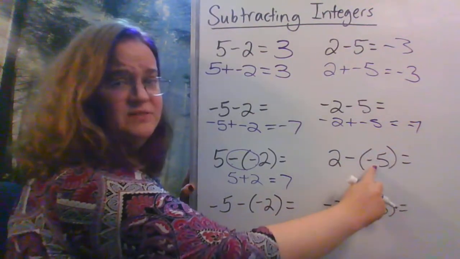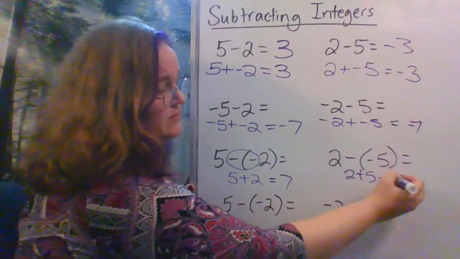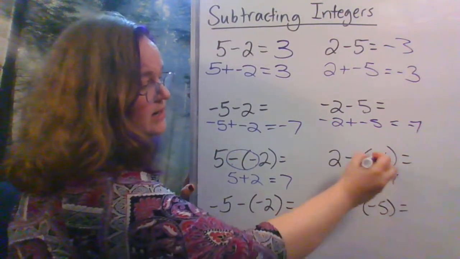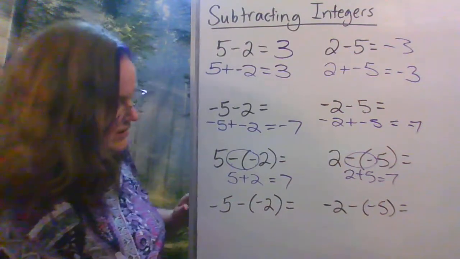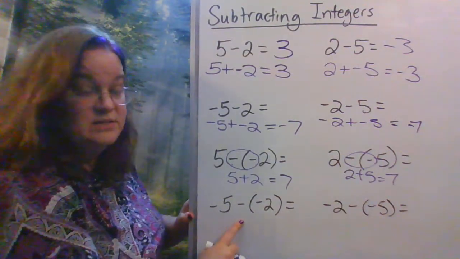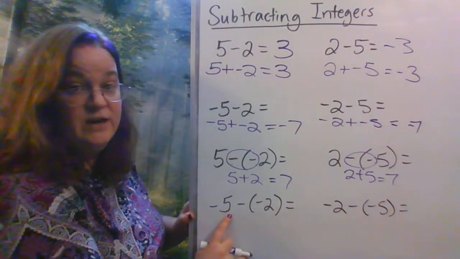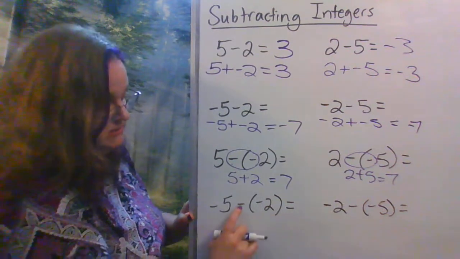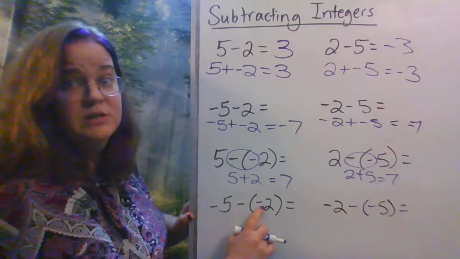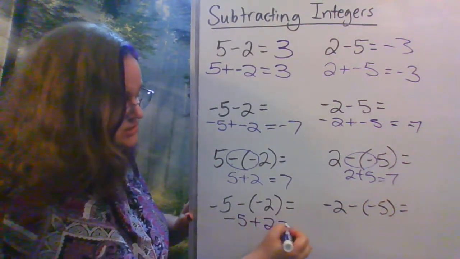The opposite of negative 5 is positive 5. So it's just 2 plus 5, which is 7. Again, this minus a negative, the opposite of a negative, they cancel each other out. When I look at this question, negative 5 minus negative 2, the negative 5 I don't do anything with, because there's only one negative in front of it. But the opposite of negative 2 is positive 2. So this becomes negative 5 plus 2.